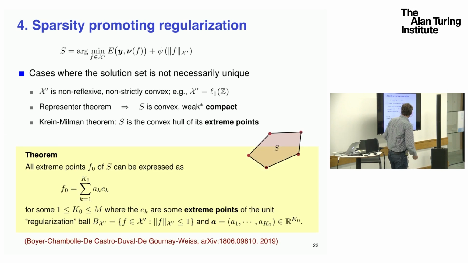That's represented graphically like that. Then we have a theorem here, which I borrow from my French colleagues and can just apply here. It's a relatively recent result by Boyer, Chambolle, De Castro, Duval, de Gournay, and Weiss. Applied in that setting, it tells me that all extreme points of my problem, the minimizers, can be expressed as a linear combination of elements e_k. And what are the e_k? They are extreme points of the unit ball in your regularization norm.